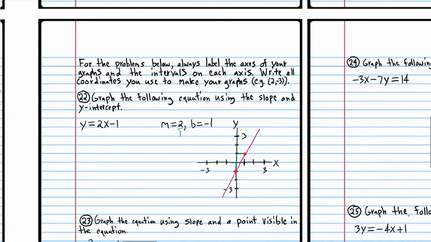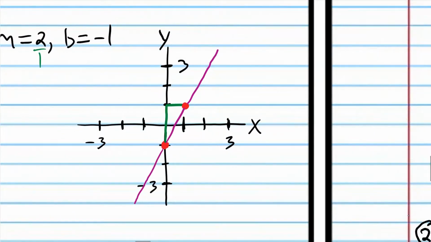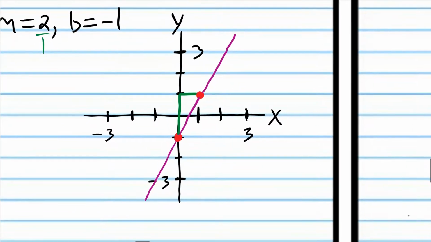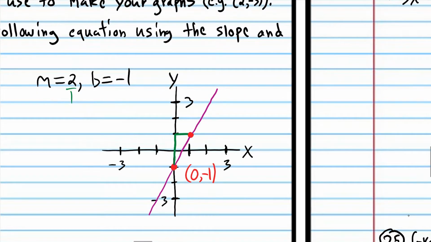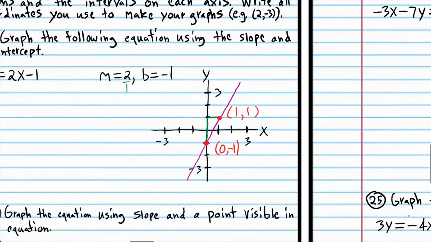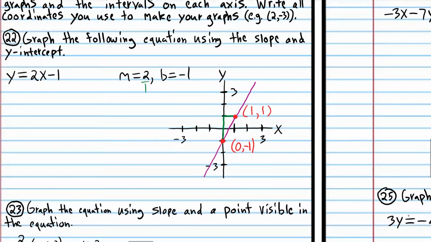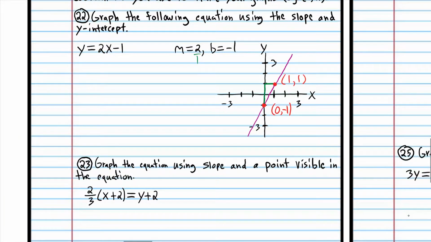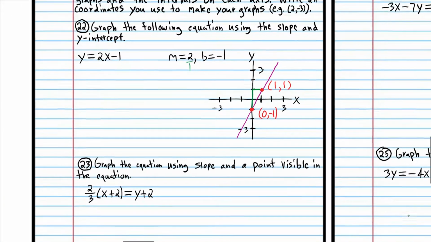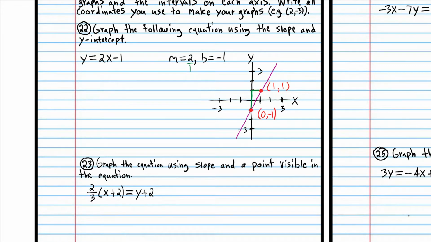Now, notice up here it says you need to write the points that you use. Label all axes, your intervals, and write the points that you use. So we need to write these points. Now this point here is very easy. That's just 0, -1. That's our y-intercept. But over here we're going to have to do some calculations. We went over 1, so it's obviously 1, and I guess we went up 1, so there you go. So that wasn't too hard to figure out what those coordinates were. So that's it. That's number 22.